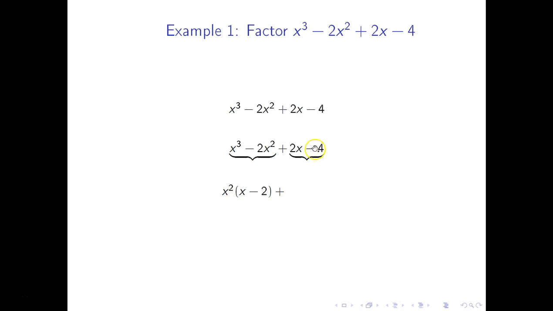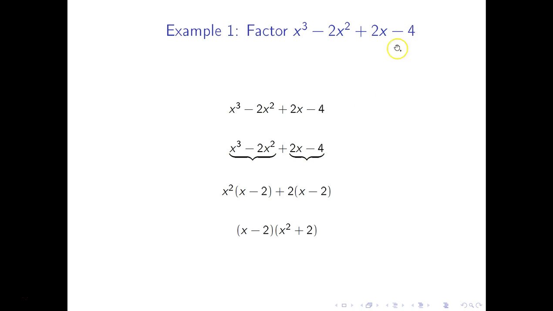What's my greatest common factor of these 2? Hopefully again you're saying, well, it's positive 2. And what do you have left over when you factor 2 out of there? Well, you get x minus 2. Now notice, look at this, I have x minus 2 in both terms, so I can factor that out. And what's left over? x squared plus 2.